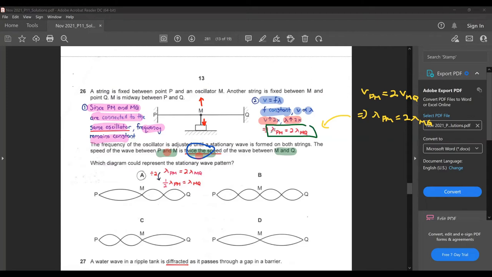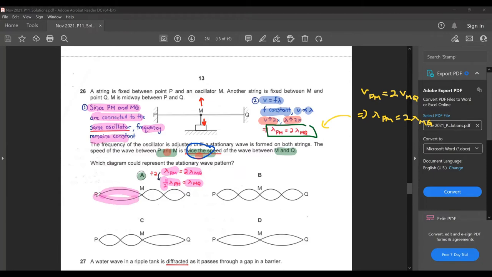One wavelength of PM is the same as two wavelengths of MQ. Okay. Now, the answer will actually be A. I can look at it this way: lambda PM is two times lambda MQ. If I divide by half for both sides, this would mean half lambda PM is just lambda MQ, which is what you're seeing over here.